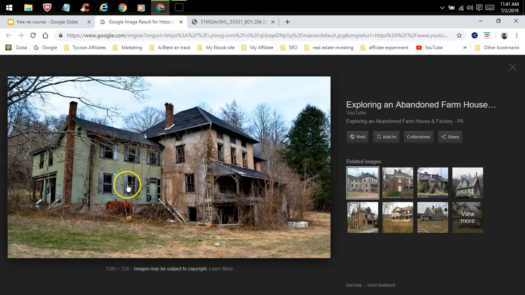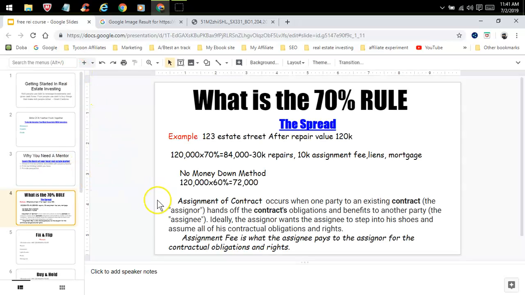So your end investor is going to pay you a $10,000 assignment fee for all the contractual obligations and rights to 123 State Street. That's pretty good. Which moves us into the next no money down method. The assignment of contract is a no money down method, but you're making a small fee. This is for buy and hold or fix and flips, which increases your profits, but there's more at stake with this deal.